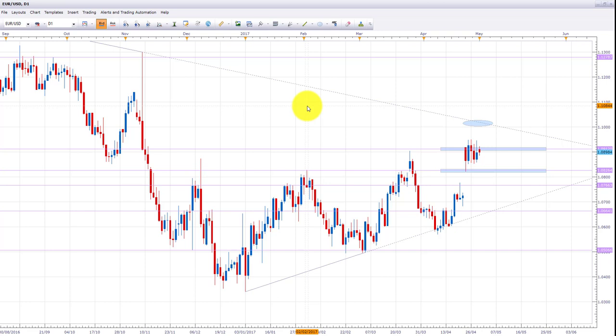Remember to take care, because we have some really major news coming out of the US dollar on Wednesday with FOMC. We have some big news coming out of America again on Friday with the non-farm payrolls. And over the weekend, we do have the second round of the French elections. So please trade safely, guys.